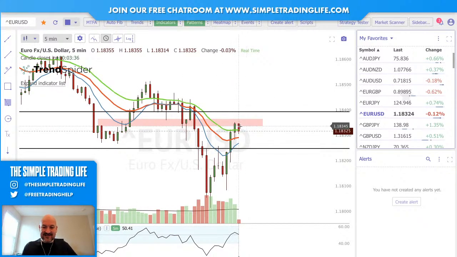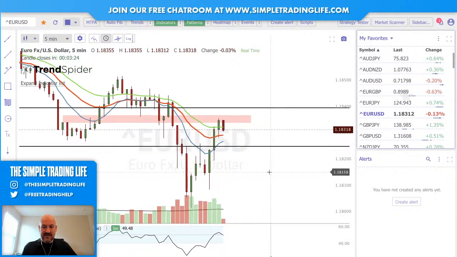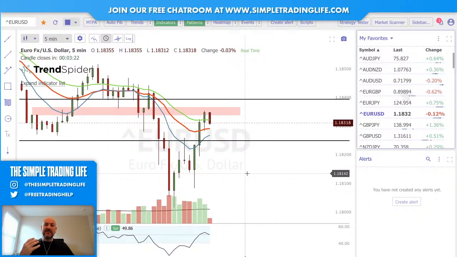So if it does, then what are we looking for? We would be looking for price to get back below the 10, and we would look for this to curl and start moving back down. That is when we would be interested in a trade. We're not interested right now. We don't have enough.